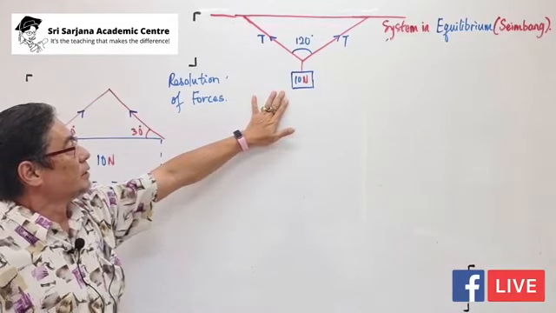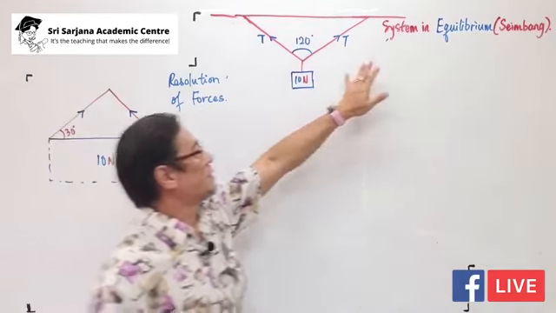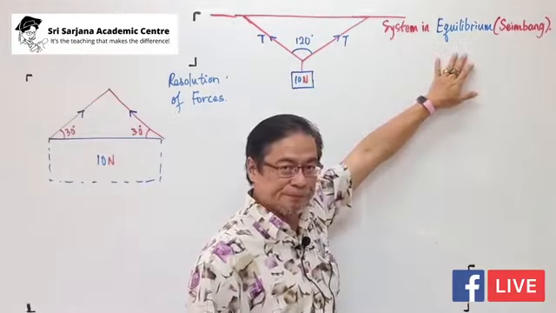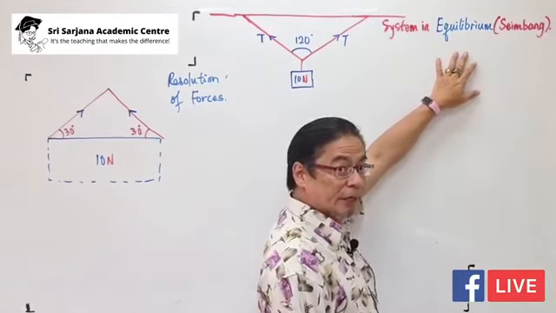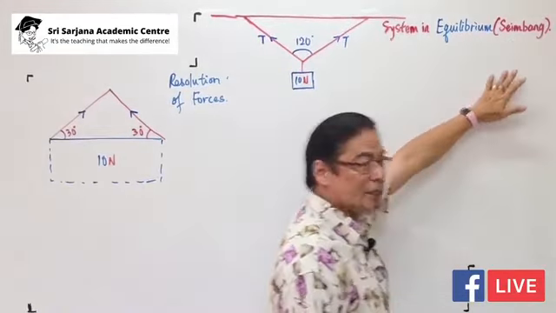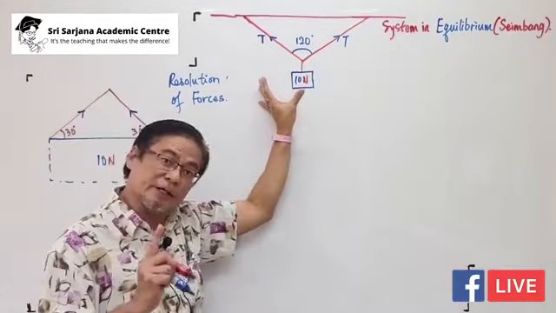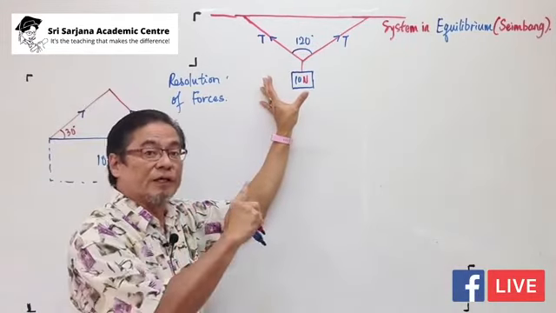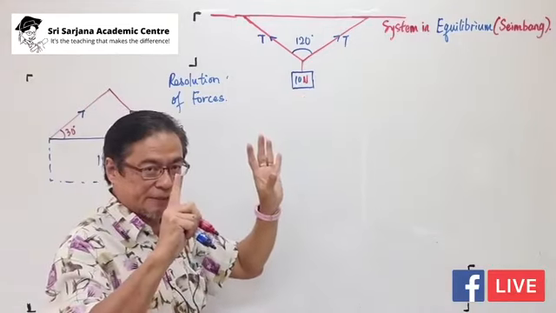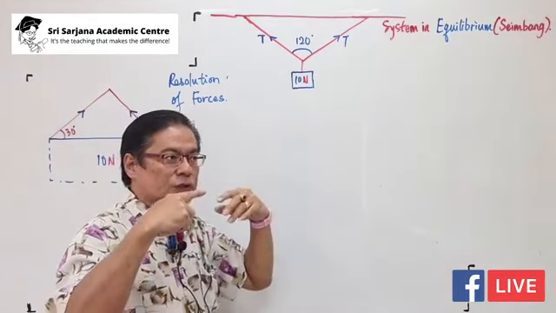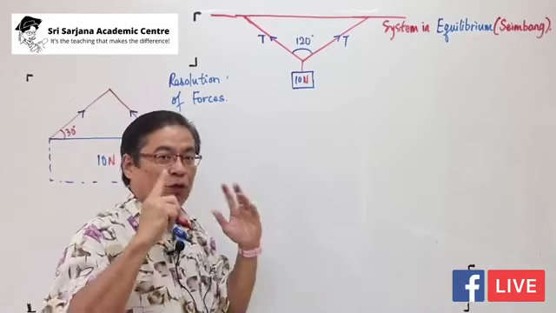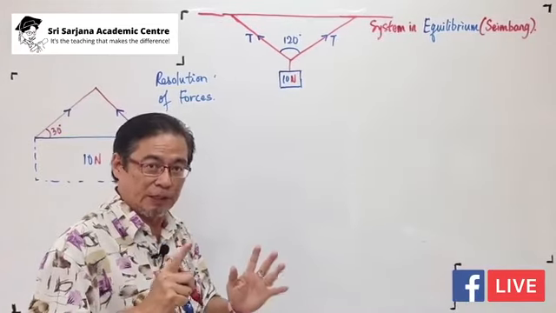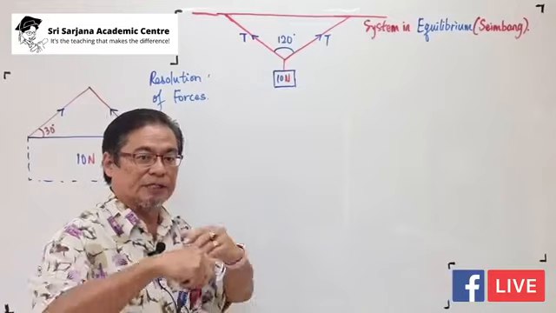The question says system in equilibrium. Jadi maksudnya, sistem dalam keseimbangan. So in other words, sistem tidak bergerak. Object not moving. So what we do, the first step, is always, I show you the most used method. We call resolution of forces, iaitu daya resolusi, kita pecahkan daya.